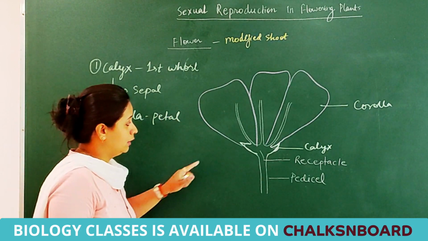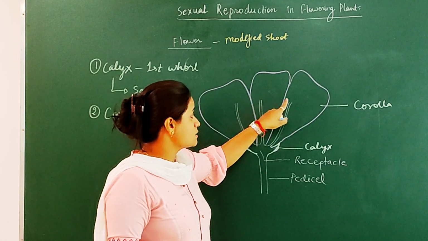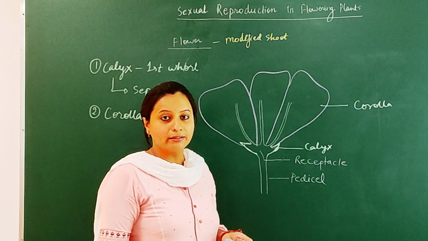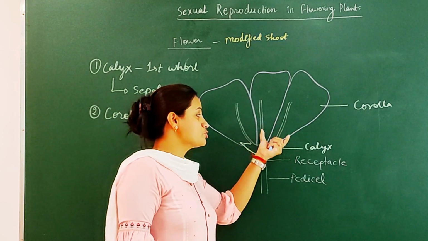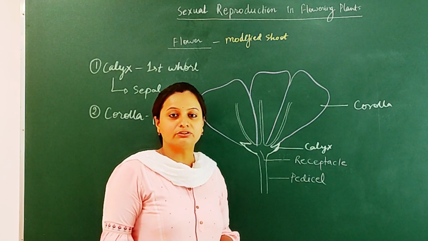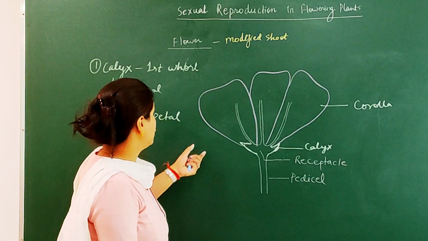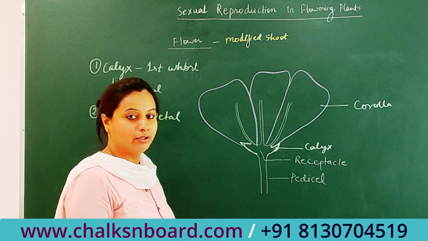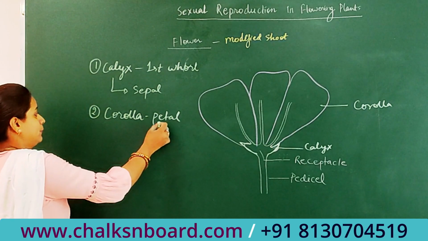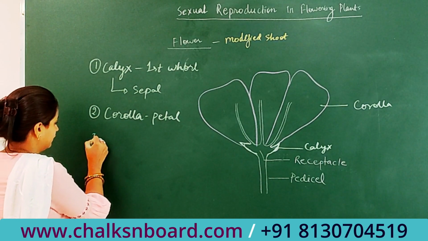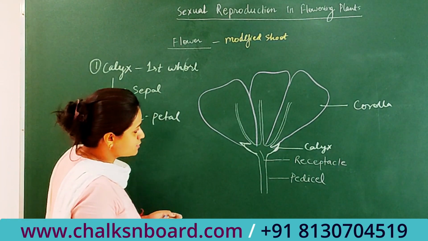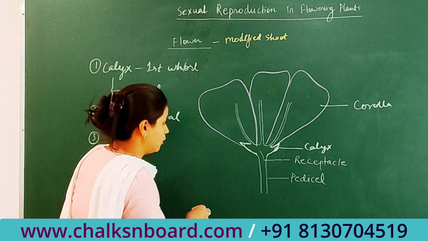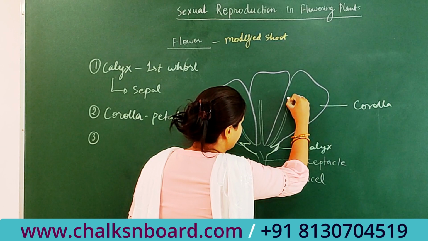Petals are present in the flower, and because of them flowers look beautiful and attractive, and they attract insects for the process of pollination. So who is adding beauty to the flower? It is actually the corolla, which is the colorful part of the flower. Now the third structure, or the third whorl, which we are going to talk about is called the androecium.